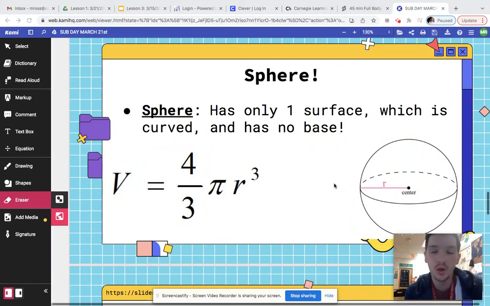Everyone. So we are working with spheres today. A sphere has only one surface, which is curved and has no base. And so our formula here, if you're looking at it, is volume equals 4/3 times pi r to the third. All right. And so that's the biggest difference here that we will have to be working with.